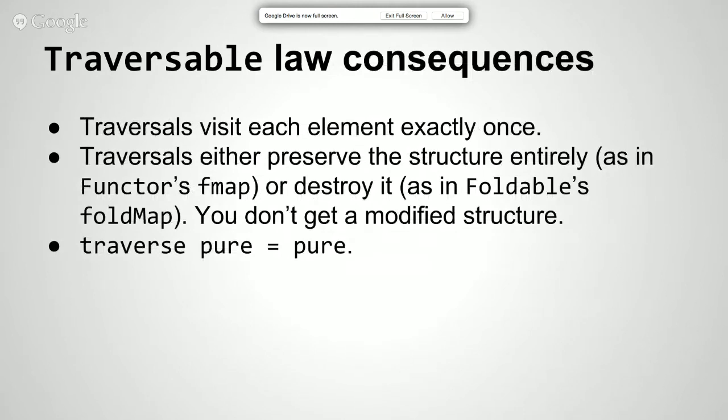What the consequences are: if you traverse with pure, you get pure. The pure traversal doesn't do anything, it just lifts it into the applicative. Traversals visit every element exactly once, which makes sense because otherwise it wouldn't be a traversal. And finally, they either preserve the structure entirely, such as with fmap, where you have a structure in A's and you're building the same structure in B's, or they tear it down completely, as in a fold.